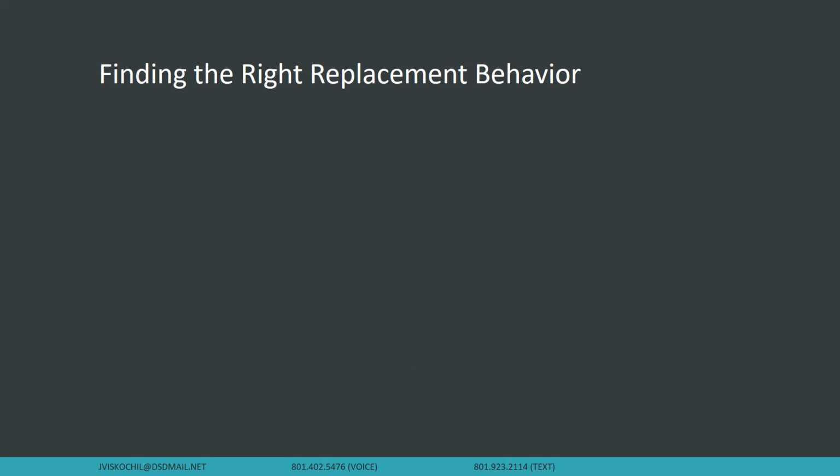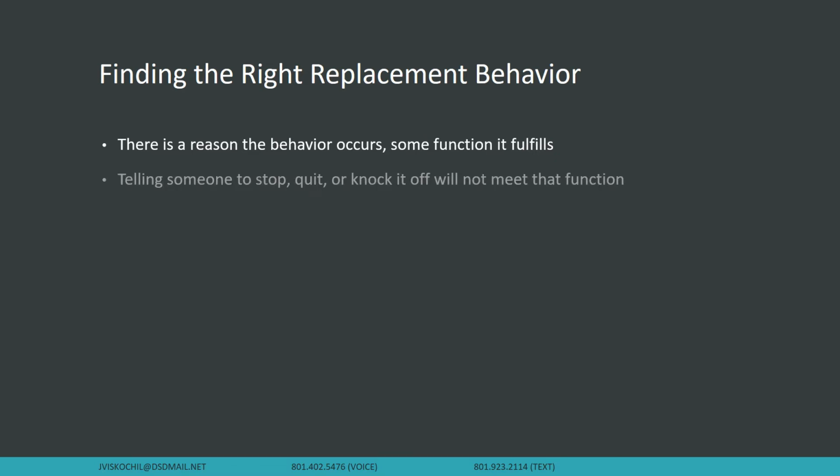So to find the right replacement behavior, we need to remember that no behavior occurs in a vacuum. There's some reason that this behavior is happening, some function that it fulfills. And I don't know if you guys have ever tried this, but telling someone to stop or telling someone to knock it off, it's not going to meet that function. It's not going to end up working. That means it's not going to stop or change that behavior.